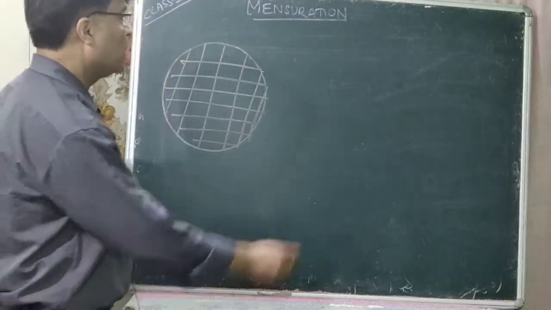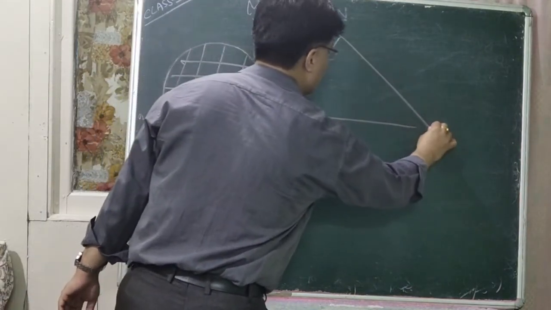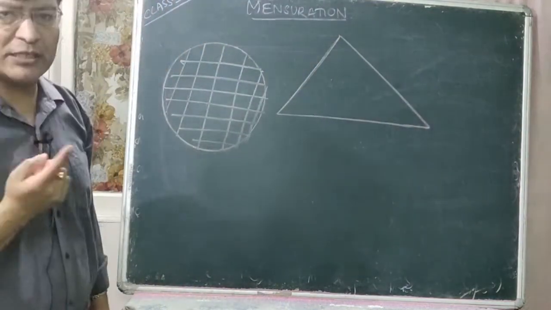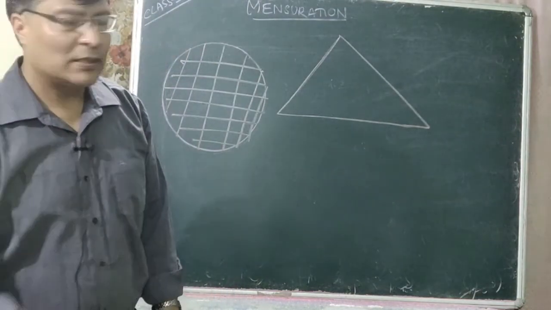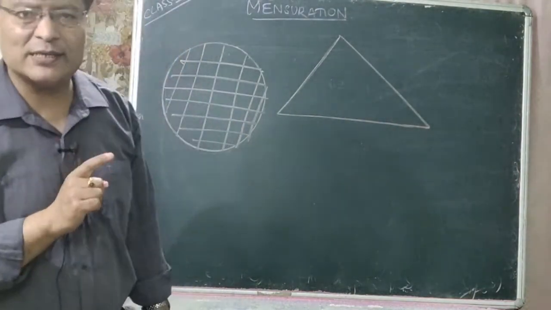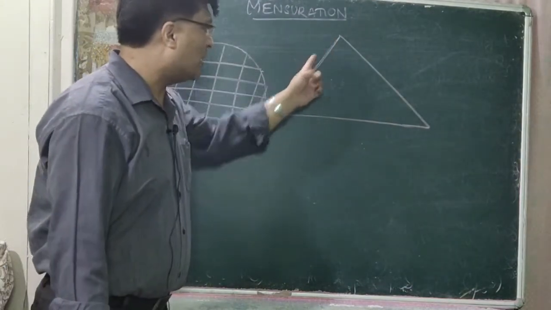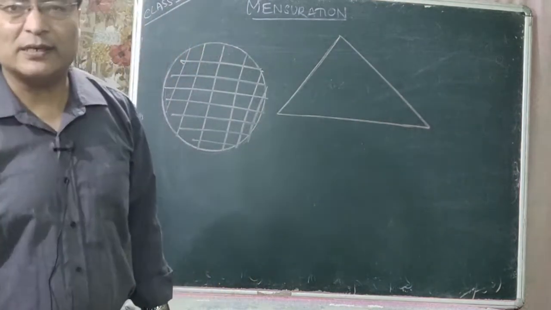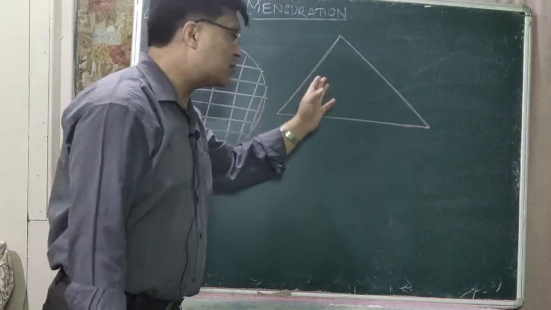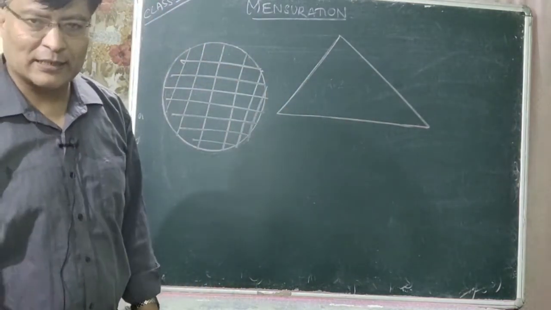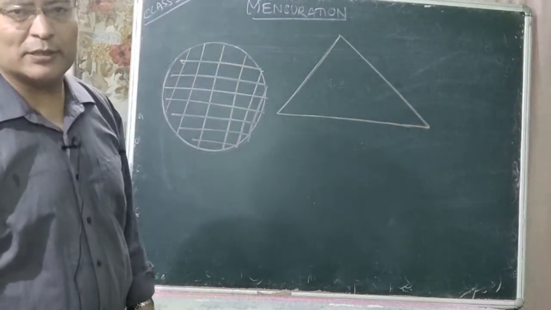Okay, now if we draw a triangle, so यो triangle को हामीले के measurement गर्न सक्छौं? So we can measure the perimeter of the triangle, right? So perimeter of the triangle means how many sides are there in a triangle? There are 3 sides of a triangle. So total length of all the 3 sides of the triangle is known as the perimeter of the triangle. We can measure the area of this triangle. Is that clear? So we can measure the perimeter and the area of the triangle.